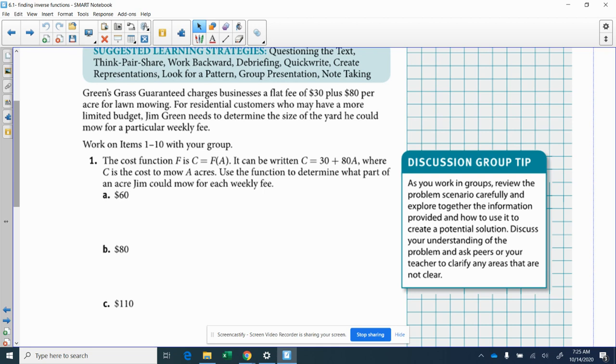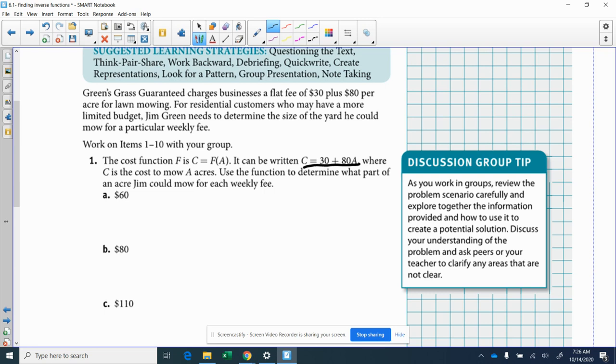So basically, Green's Grass Guarantee is going to charge you a specific amount. As you can see right here, they tell us the equation: cost equals 30 plus 80 times however many acres you have. Okay, here's the thing though. Let's say in this situation you don't really care how many acres you have. You care about the cost, right?